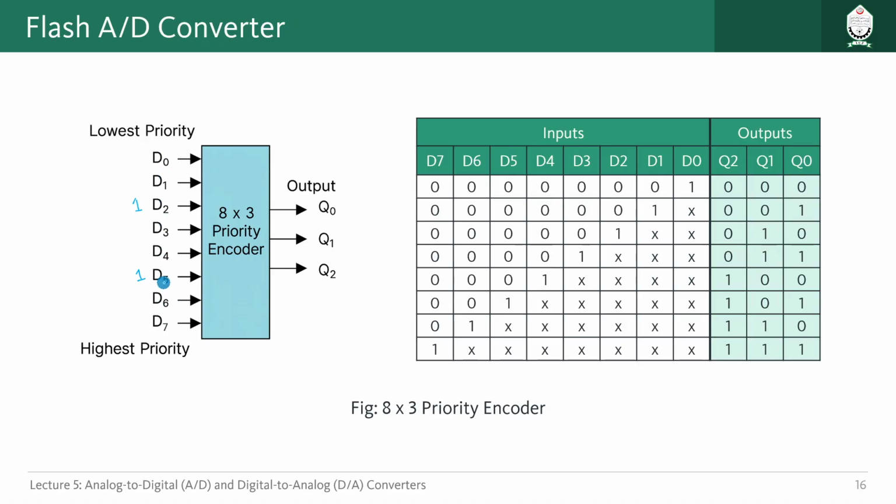In this case, D5 will get higher priority and the output will be 1 0 1. So this is what we are seeing here. The X means don't care. Whenever D7 is equal to 1, we don't have to worry about all the other inputs, whether they are 1 or 0, it doesn't matter. We are going to get the corresponding encoded output for D7, which is 111. So in this way it works.